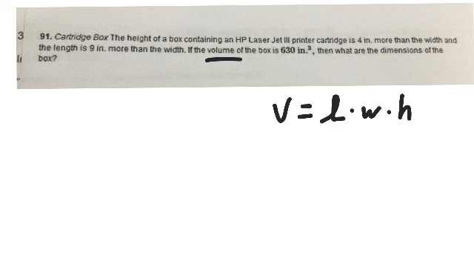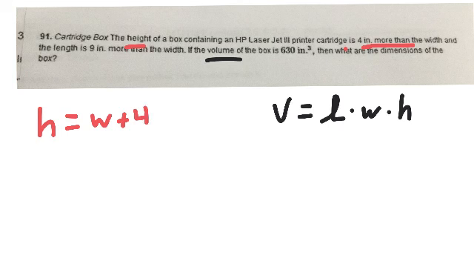Well, in this, I don't know what the length, the width, or the height is, so I don't have numbers to plug in. But if I want to treat this like the polynomials I've been working with, I could work this problem if I could get everything, length, width, and height, to be a single variable. So let's look at what they tell us again. They tell us the height is 4 inches more than the width. If I write that in symbols, the height is the width plus 4.